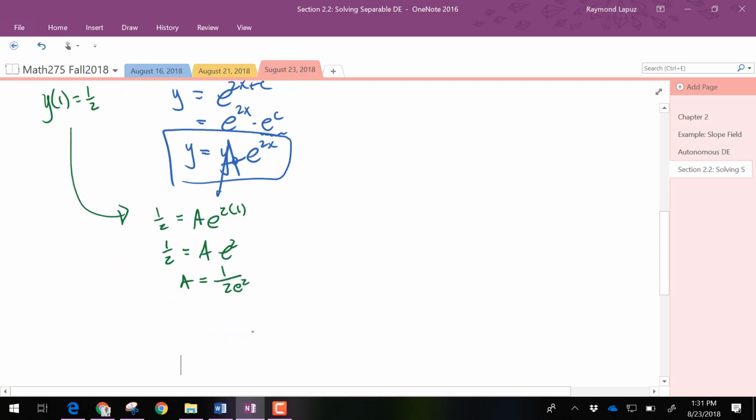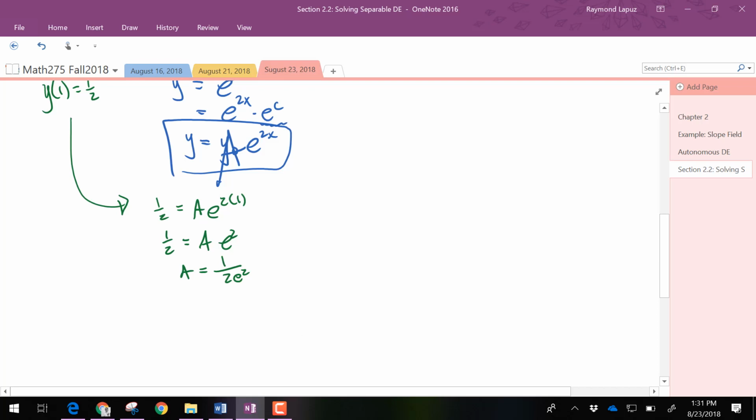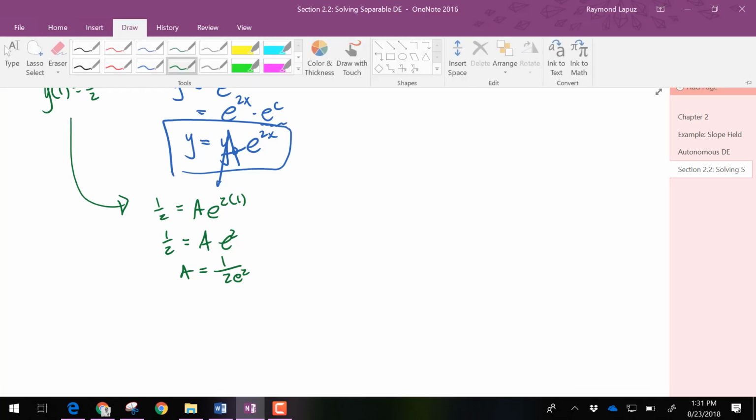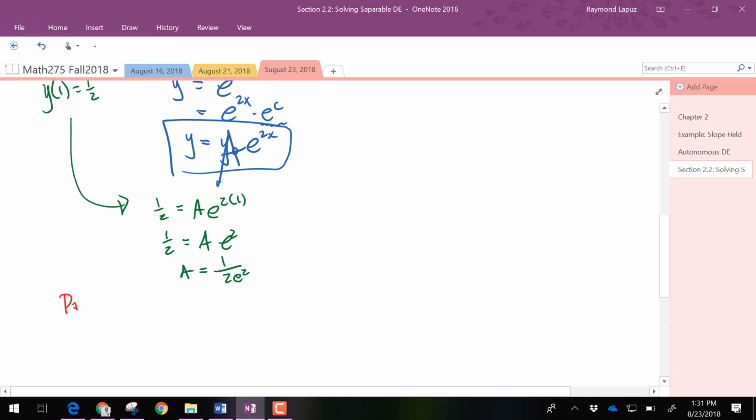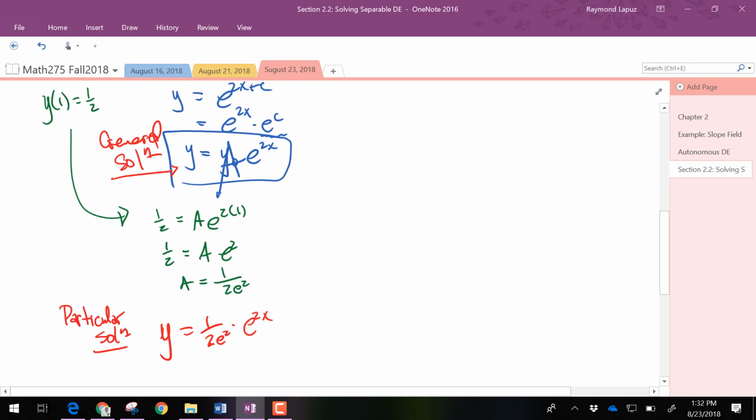So you can just plug that in so that your actual particular solution, is that what we called it? This is a general. Particular solution is going to be y is equal to 1 over 2 e squared times e to the 2x. And you can simplify that if you want. Okay? Any questions?